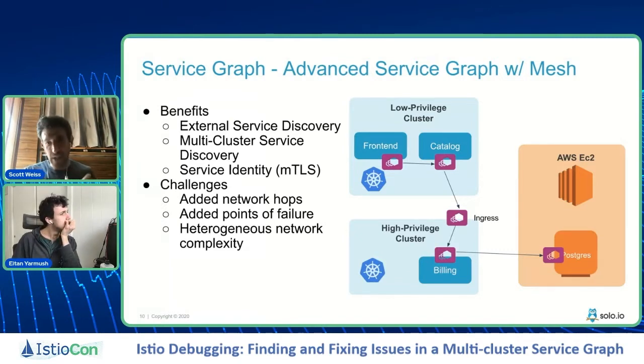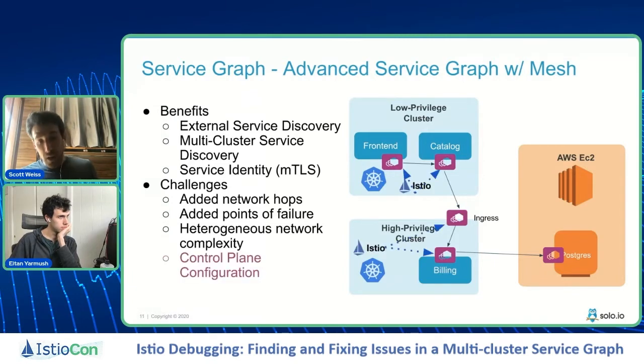This actually makes our microservice complexity problem even more challenging because we now have additional network hops, additional points of failure, and now multiple networks that we have to understand how to stitch together. So all of these represent pain points and an increased need for observability into our system, essentially, to understand what's going on. On top of that, we now have control planes that we have to configure.